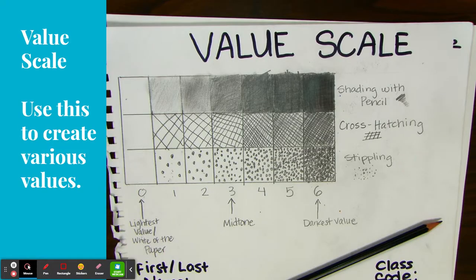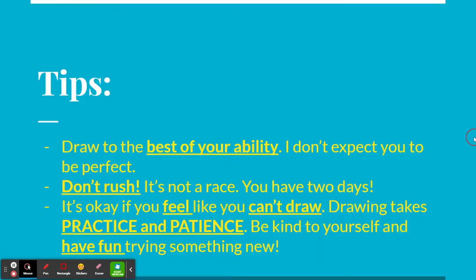If you did this activity, the value scale, then you should know how to use value. If you have never done this activity before, please take a look at what you have here, and this will help you create those dark tones, those mid-tones, as well as those highlights. You can use other things like cross-hatching, which are vertical lines or diagonal lines going in opposite directions. The closer together, the darker it appears. The further apart, the lighter it appears. And then we also have stippling. Now, this one takes a little bit longer because you're doing a lot of little dots on the page.